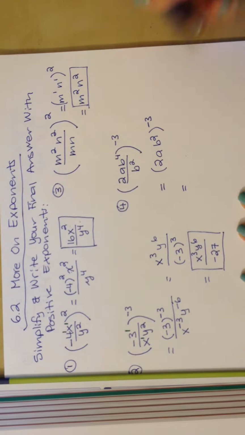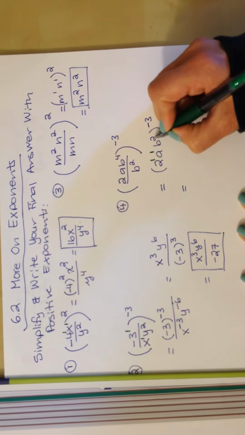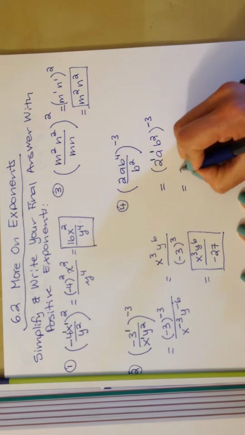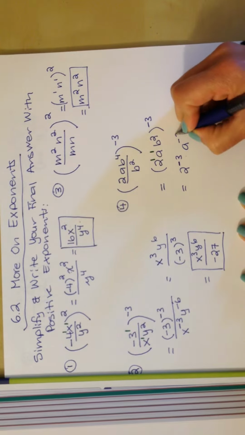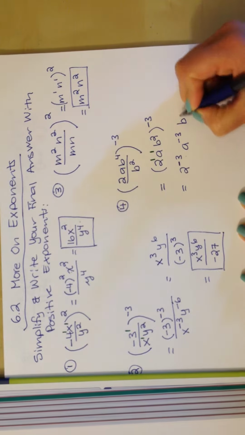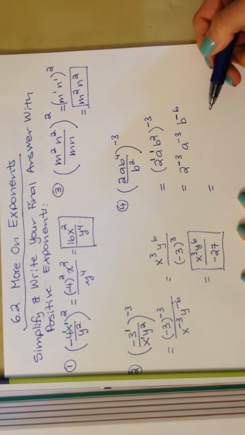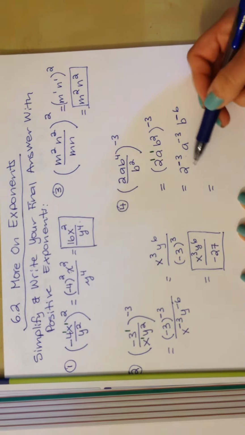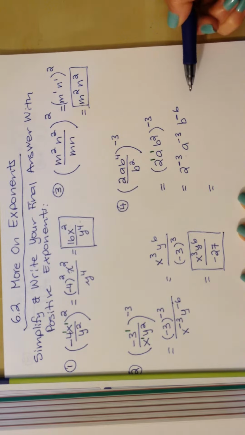Now, negative 3 exponent we multiply with 1, 1, and 2. You get 2 to the negative 3, a to the negative 3, and b to the negative 6. Remember, before you calculate the value of any of 2 to the negative 3, you have to rewrite your problem so that all the exponents are positive.